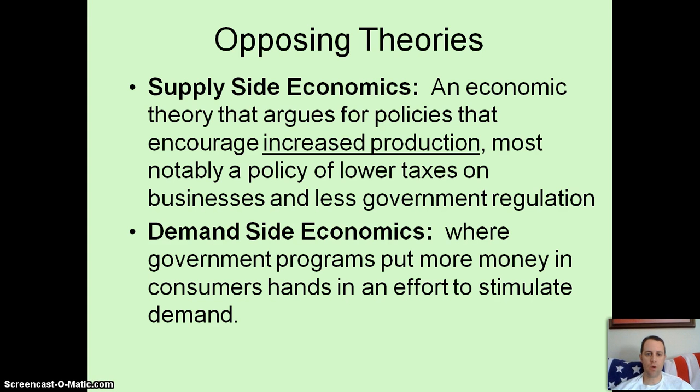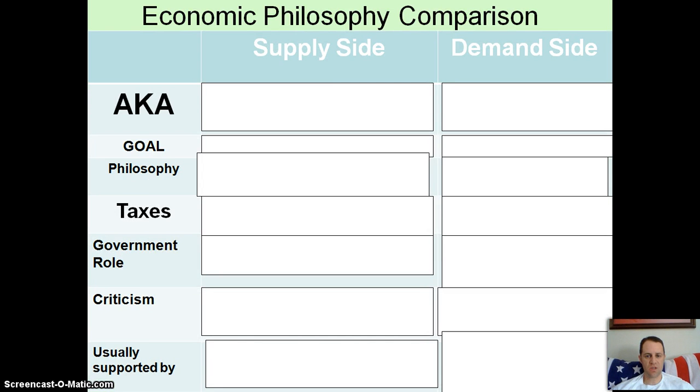So two opposing viewpoints. Lots of synonyms for these, pros and cons of each. Let's look at some on a quick little chart that you will fill in. So supply side on the left over here, demand side on the right. Let's compare these philosophies and what their goals are. Also things that they're known as, taxes, the role for government, criticisms, and who are the people that usually support these two viewpoints.